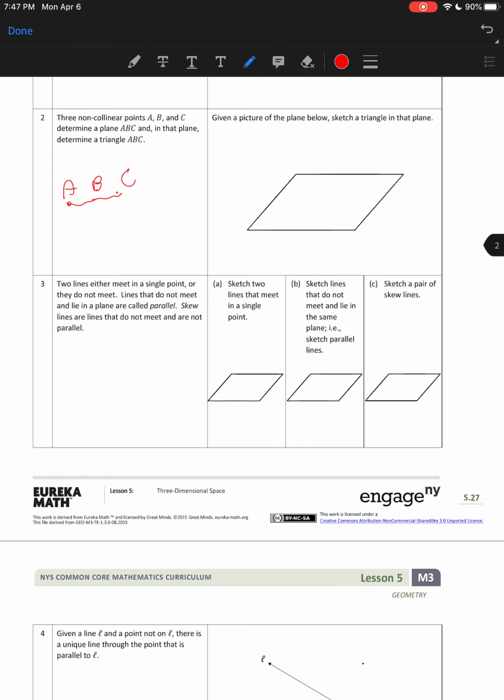So when it says three non-collinear points, A, B, and C, determine a plane, that means it's something like, if you imagine this is in 3 dimensions, it's something like this, where you can make a plane out of it, right? So none of these points are on the same line.